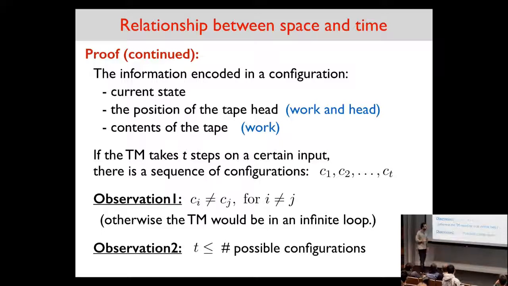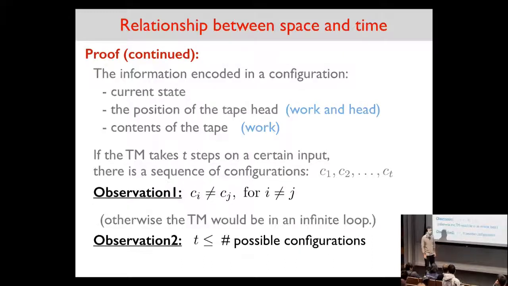The second observation is that, given that all these Ci are distinct configurations, T, the number of configurations you see, has to be upper bounded by the number of possible configurations you can have. You cannot have T be more than the number of possible configurations because there's no repetition among these configurations. They're all distinct.